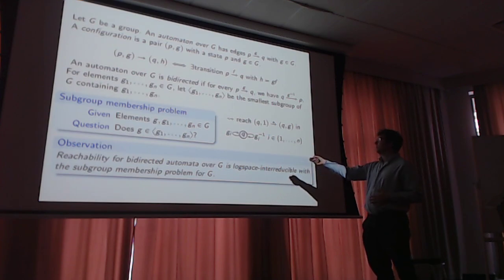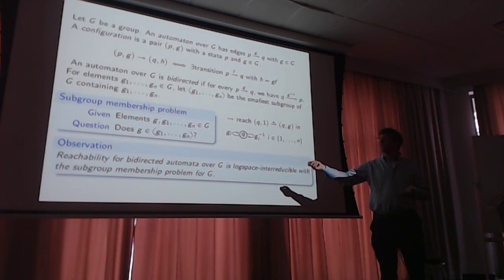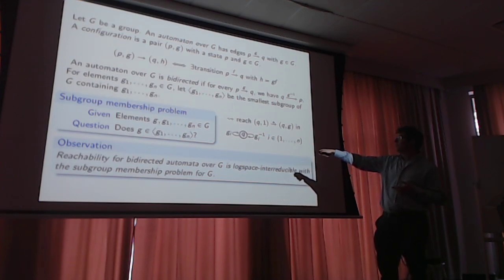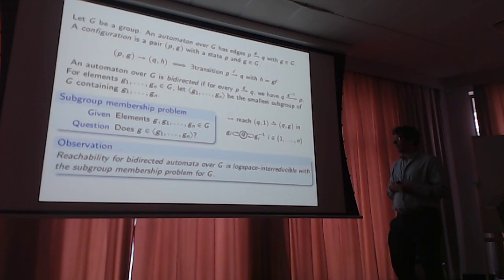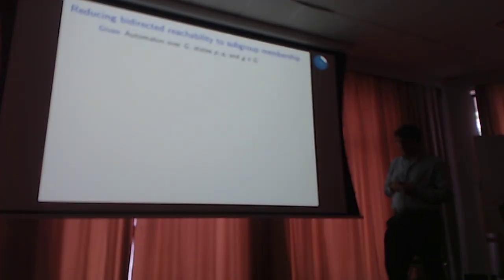So one direction is obvious. If you have a subgroup, then of course you can construct a bidirected automaton. You just do the obvious thing. You have one edge for the positive, one edge for the inverse, and then of course everything you can generate is exactly the same. The more interesting thing is the converse.